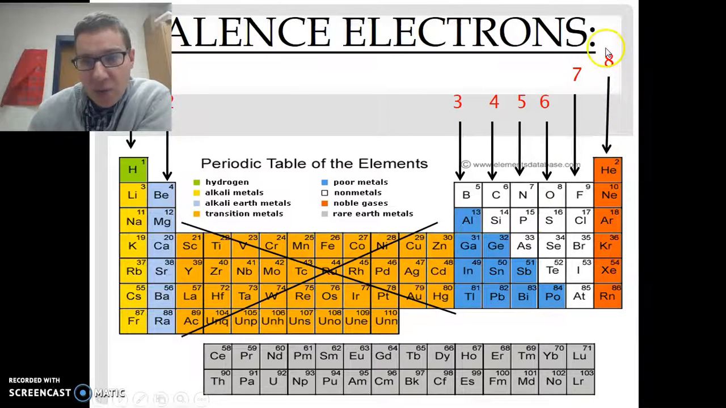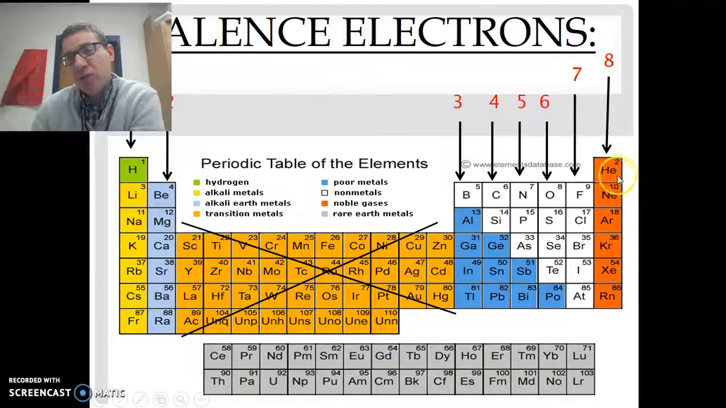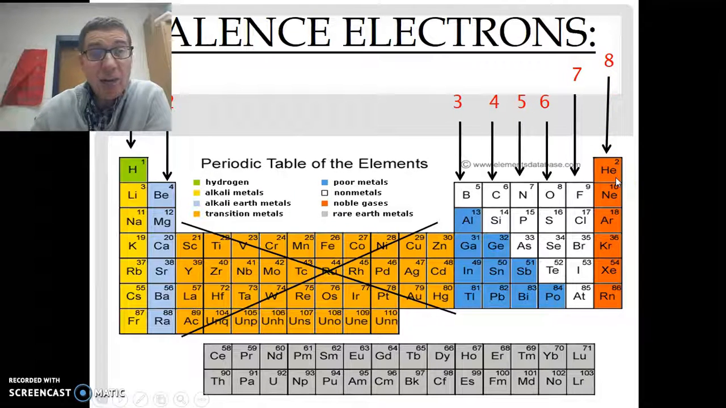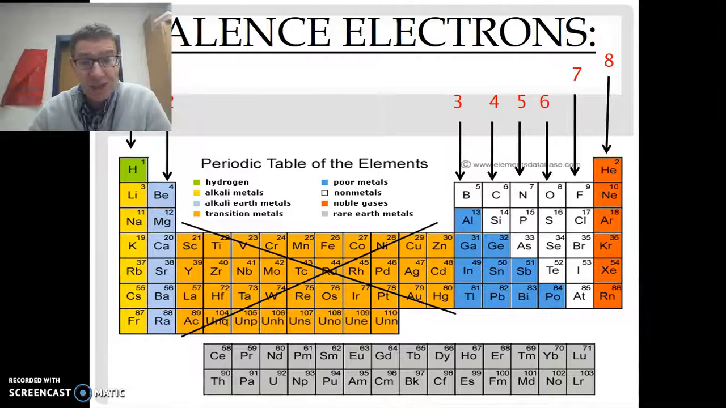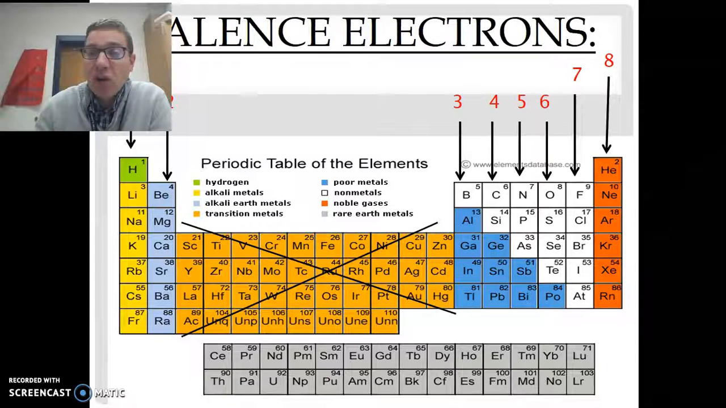And group 18 has 8 valence electrons, and they're the happiest because their outer shell is completely filled. When your outer shell is completely filled, there's no more room, so they're happy, they're stable. These atoms you find in nature all by themselves, never in combination with other elements.